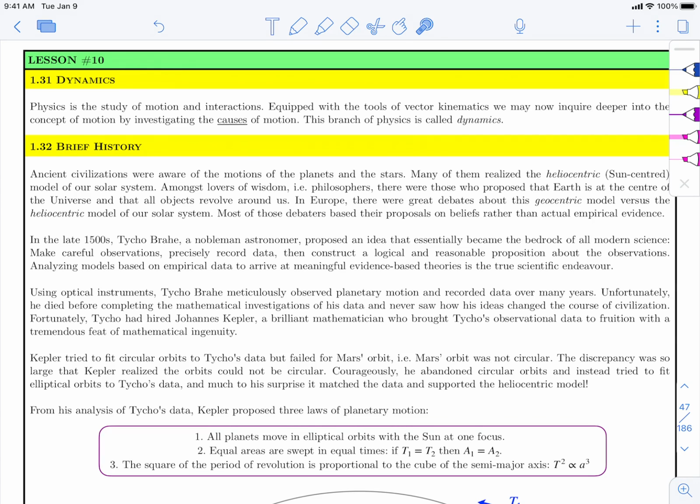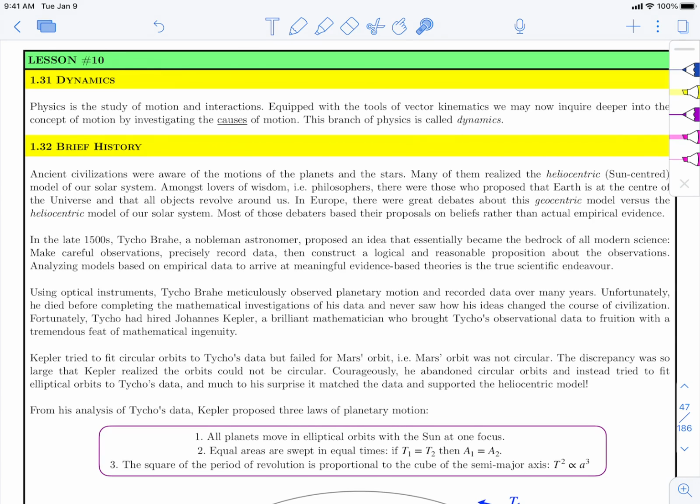Most of the debaters based their proposals on beliefs rather than actual empirical evidence. In the late 1500s, Tycho Brahe, a nobleman astronomer, proposed an idea that essentially became the bedrock of all modern science. His idea was this: in order to settle this debate between the geocentric and the heliocentric, let us make careful observations, precisely record data, then construct a logical and reasonable proposition about the observations.